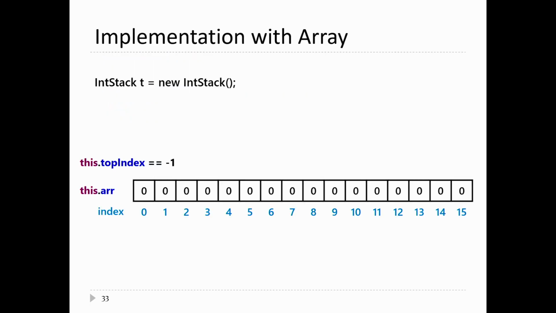So that's what your stack looks like. That's a snapshot of what your array and your fields look like when you make an empty stack with this implementation. I've got an array of size 16. It's a new array, so in Java, that gets set to zeros for you. The top index is set to -1, indicating that there is no element in the stack.